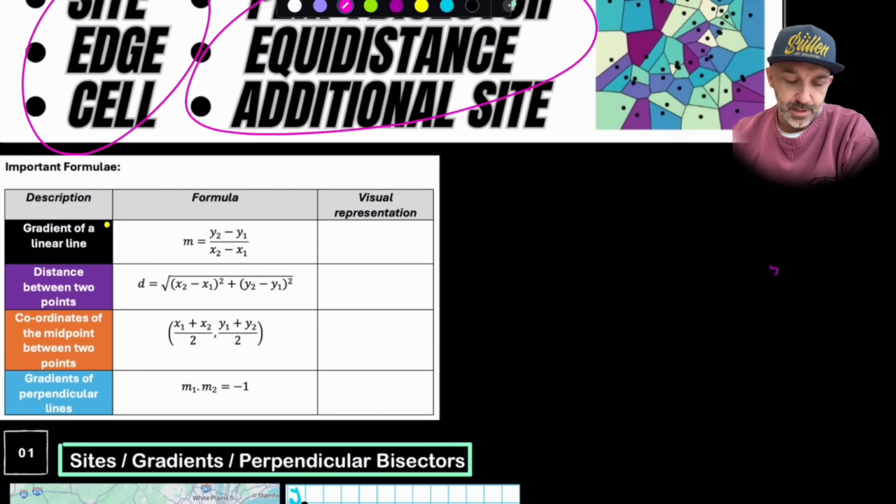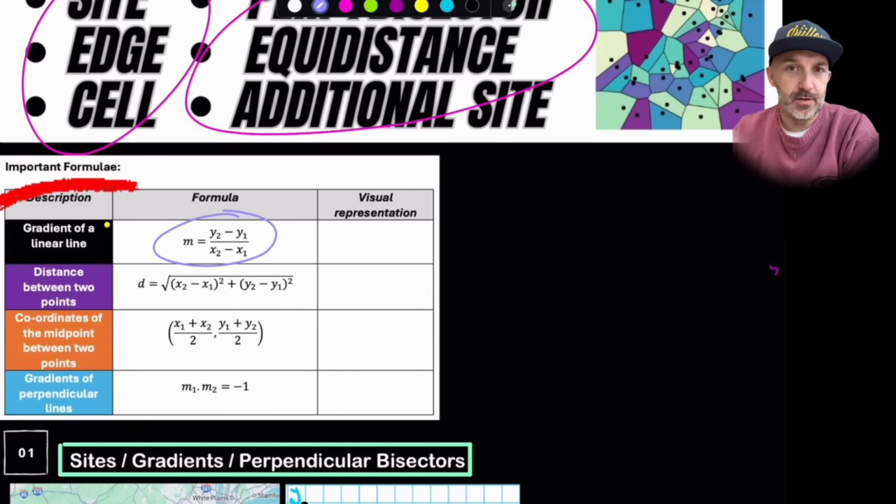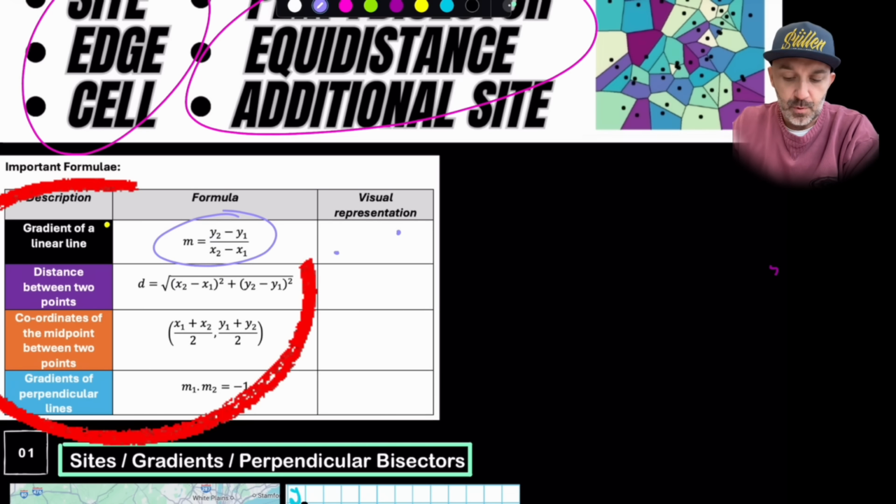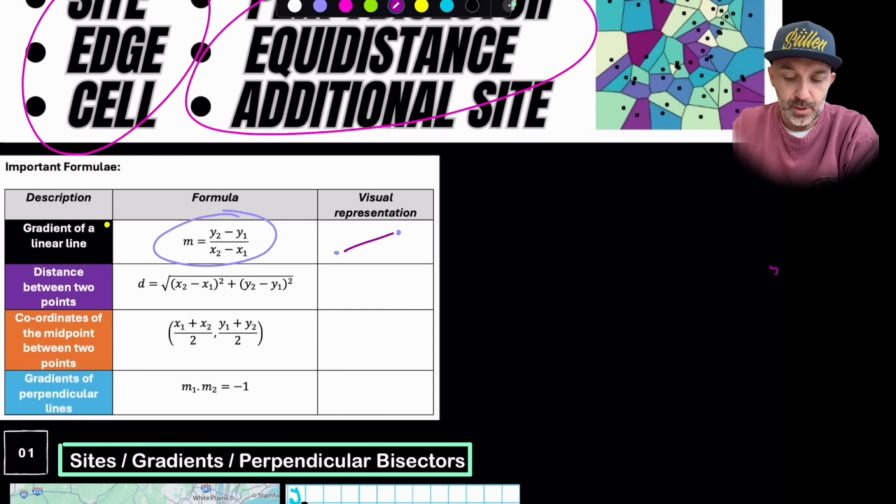Okay, before we start then, we are going to need to use some formulae. These are in the formula booklet for standard level, also higher level. The first one being the gradient of a line. So if we had 2 points, we can certainly find the gradient between those 2 points by simply finding change in y over change in x. So rise over run.